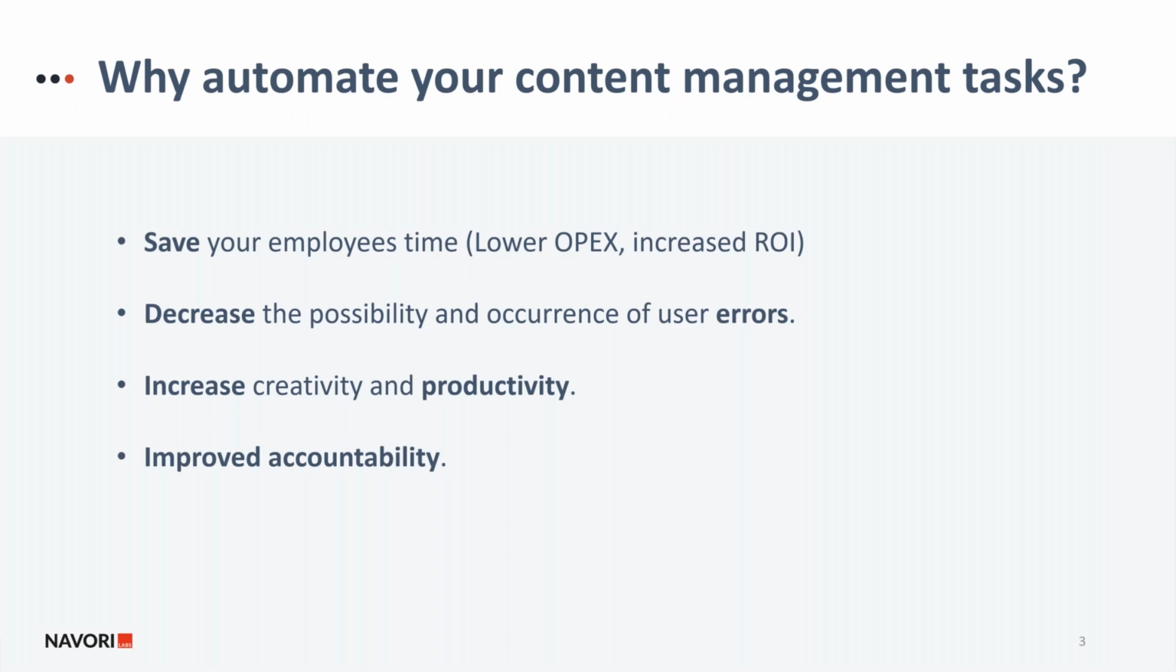So the first point is, automation, of course, is designed to save your employees time, which in turn will lower your operating expenses. You can potentially have a smaller number of content managers within your organization. And by lowering OpEx, you're increasing the return on investment of both the employees working with your digital signage system, as well as the overall cost of the digital signage system or platform that you are using.